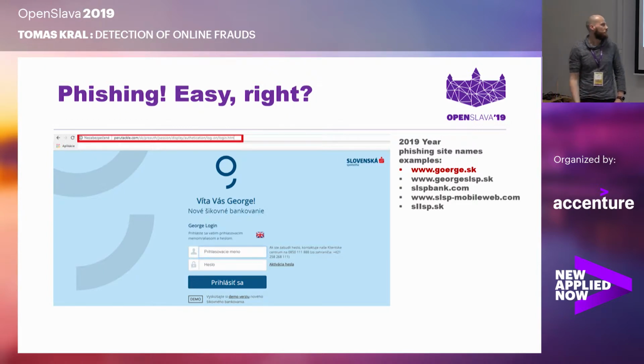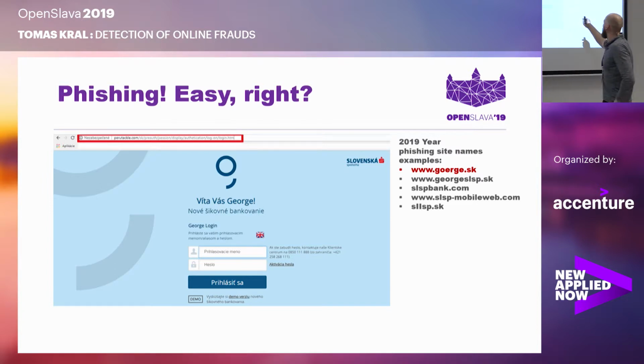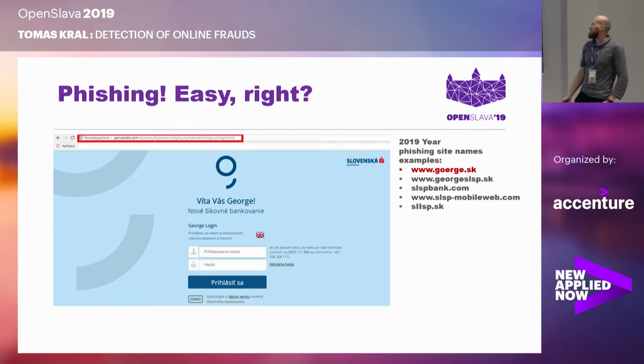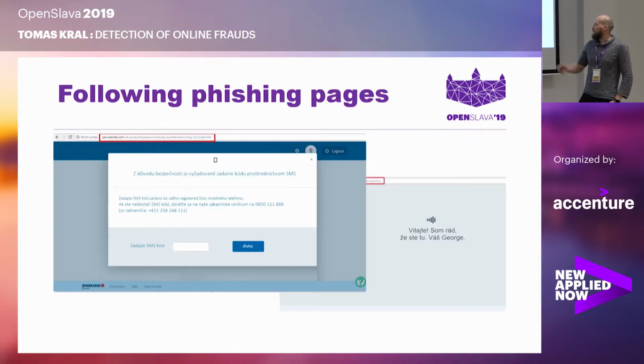Sometimes there is a legitimate-looking name like this one. Do you know what is wrong with this name? This red one? Only 2 characters are switched. So for an ordinary person, it looks like our page, george.sk. This is how this phishing campaign follows.